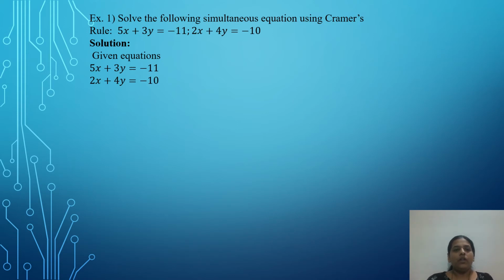So when we solve a linear equation in two variables by using Cramer's rule, the first step is to check whether the given equation is in the form of ax plus by is equal to c or not. After cross checking, these two equations are already in the ax plus by is equal to c format. So no need to calculate anything here.